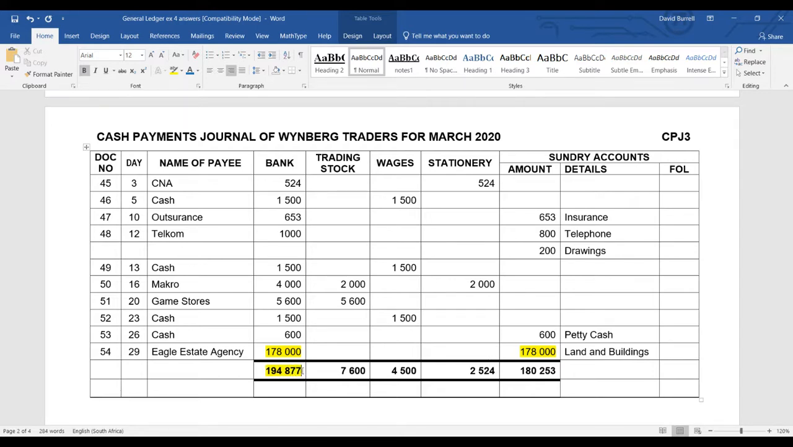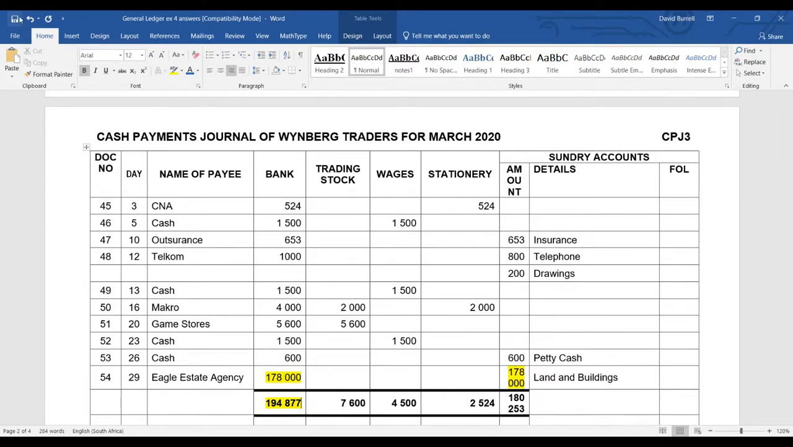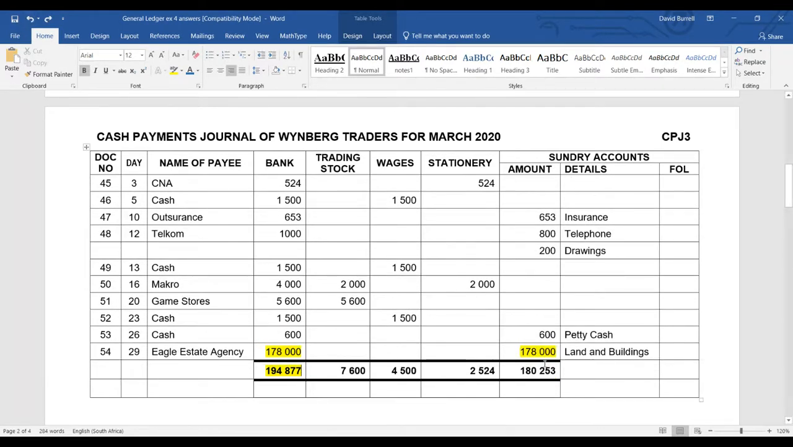194,877. And a way you can just do another check to see if you are on the right track is if you go and take all of those figures, so the totals of all the other columns, and if you add them up, you must get the total of the bank column. And if you add up those four that I've highlighted in gray, you definitely will get 194,877. So start by filling in all the missing figures if there are ever any missing, and then you can continue to post to the general ledger.